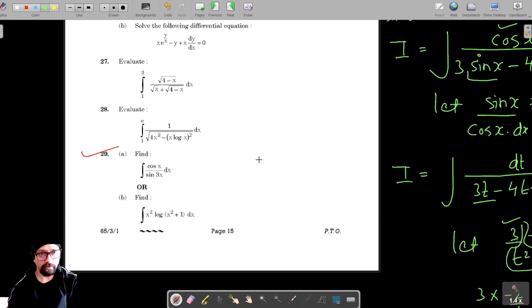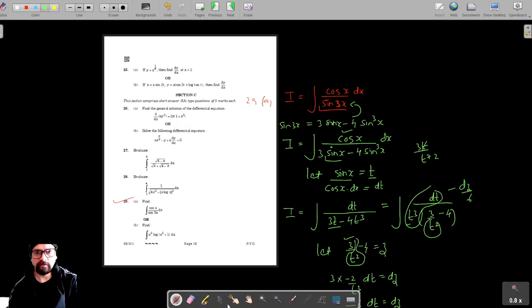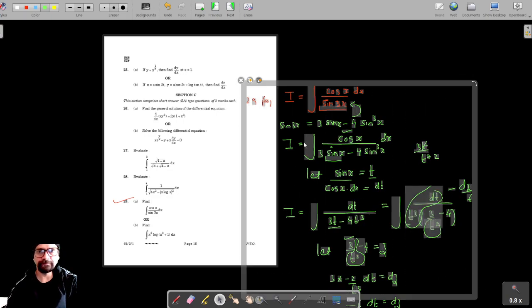Let's move on to part B, for which we have to find the integral once again. And for that, let me remove this.